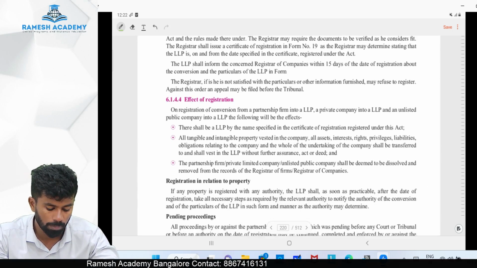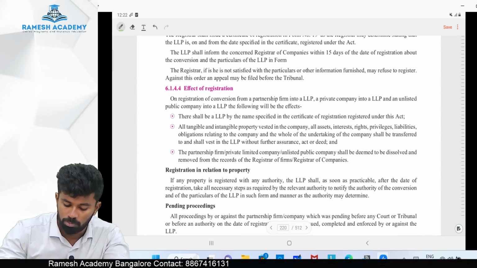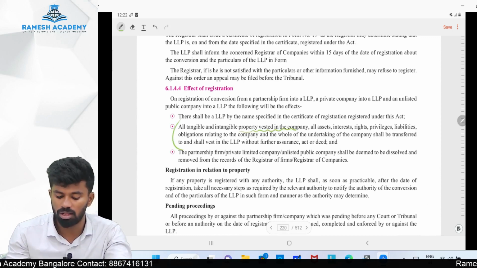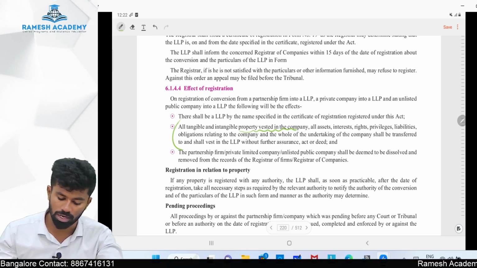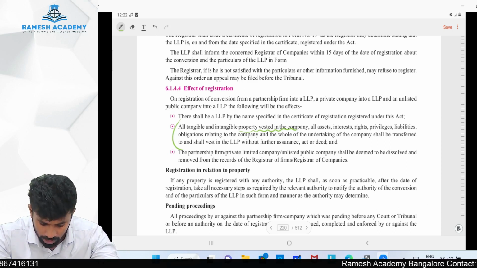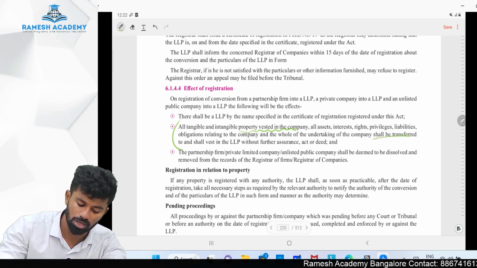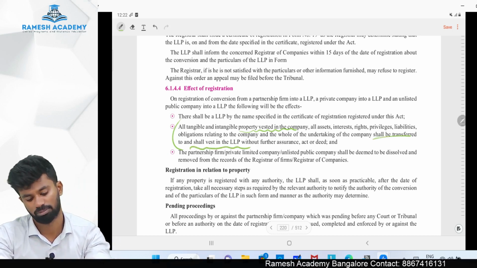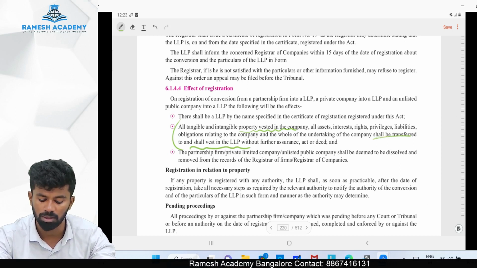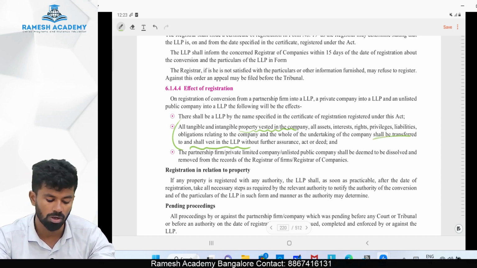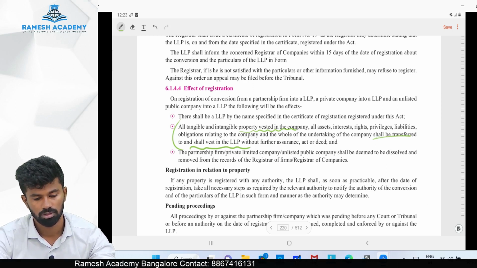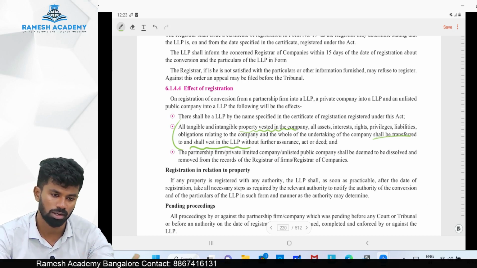Effect of registration: there shall be an LLP by the name specified. All tangible and intangible property vested in the company, all assets, interests, rights, privileges, liabilities and obligations with respect to the company shall be transferred to and shall vest in the LLP. And the partnership firm, private company or unlisted public company shall be deemed to be dissolved and removed from the records of the register of firms or register of companies. So that partnership firm is deemed to have been removed.